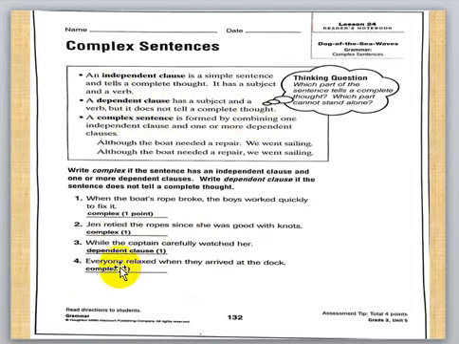Number 4. Everyone relaxed when, subordinating conjunction, connector. They arrived at the dock. Yes, very good. It's complex. When they arrived at the dock means dependent clause. Everyone relaxed, independent clause. Okay, let's go to the other page.